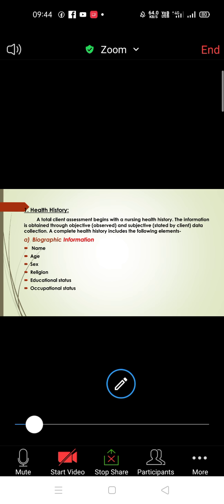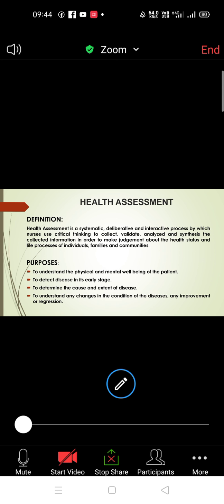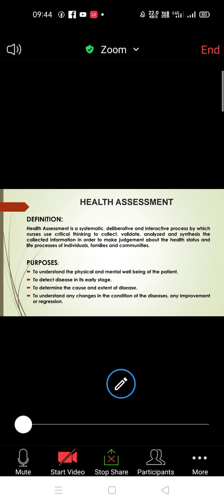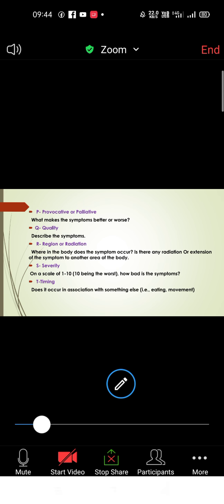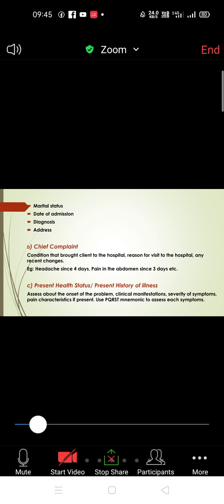From the topic health assessment, we have completed definition, purposes, and then process. In the process, we have two steps. How to assess the health assessment? First is health history and the second is physical examination. These are the two steps for assessing the health assessment.